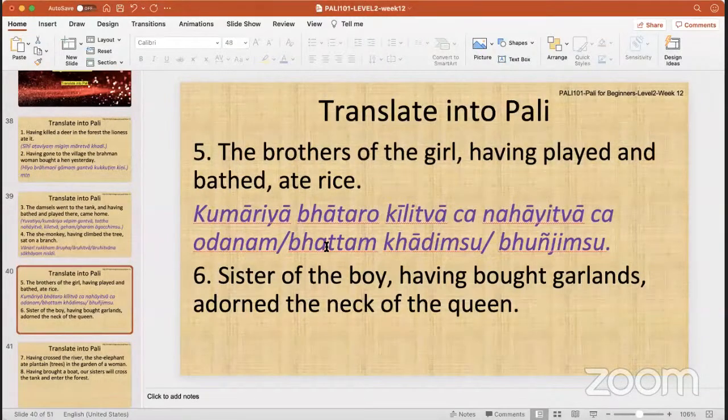But this is brother of the girl. So the brother is the subject, not the girl. So you need to understand the position. Okay, don't take the whole thing. Like we have to take the whole thing.